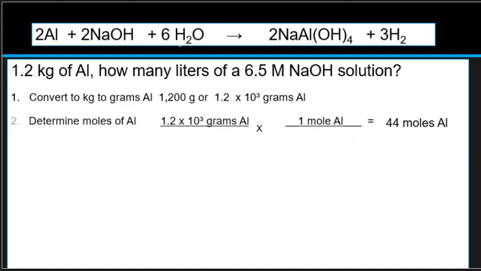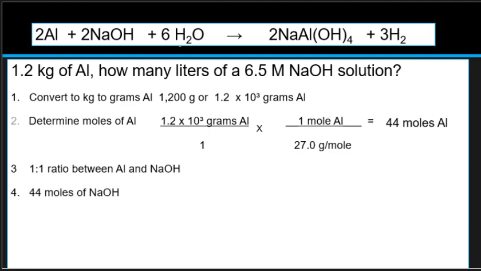All right, I'm going to determine my moles of aluminum. I'm going to take my grams that we just calculated. I'm going to do my 1 mole over 27, which came from the periodic chart of the elements, and I end up with 44 moles of aluminum. All right, so what am I going to do next? What are we asking? How many liters of a 6.5 molar NaOH solution do we need to get this to go? All right, so there's a 1-to-1 relationship between our aluminum and our NaOH. Hallelujah. It's 2 and 2, right? That's a 1-to-1. That means 44 moles of NaOH are what I need.